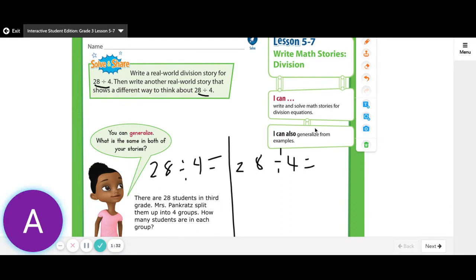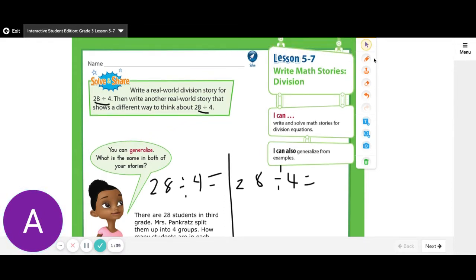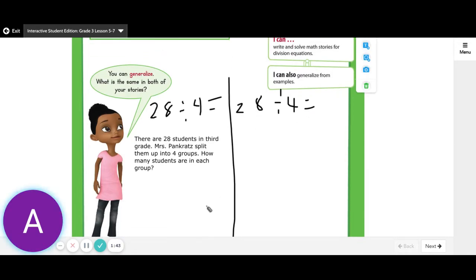4 times 1 is 4. 4 times 2 is 8. 4 times 3 is 12. 4 times 4 is 16. 4 times 5 is 20. 4 times 6 is 24. 4 times 7 is 28. So I know there would be 7 students per group, or in each group.